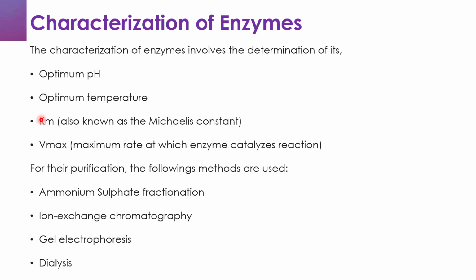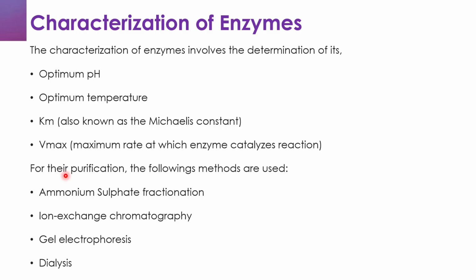Now let us look at the characterization of enzymes. The characterization of enzyme involves the determination of its optimum pH, optimum temperature, the Michaelis constant, and the Vmax, which is the maximum rate at which enzyme catalyzes reaction. So these are some of the ways that we can study or characterize enzyme in the laboratory.